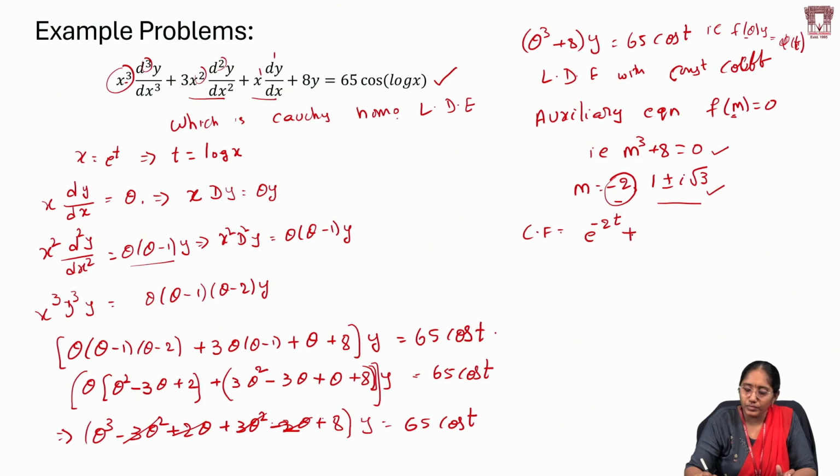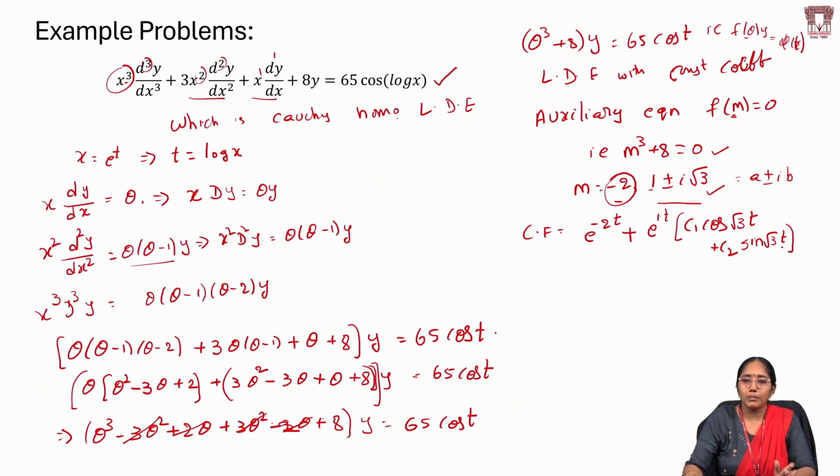Now we apply the complementary function for the distinct imaginary roots. What are the distinct imaginary roots? They are of the form a plus or minus ib. For that, we have the formula e power at, where a is the real part, that is 1, into c1 cos bt, where b is root 3. Here the independent variable is t, plus c2 sin root 3t. This is the complementary function.